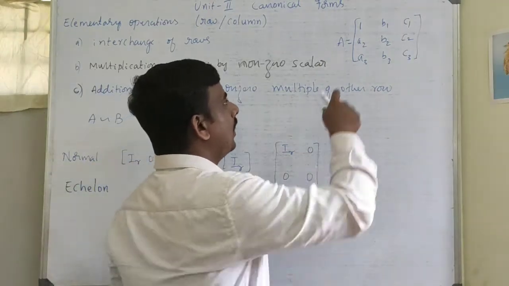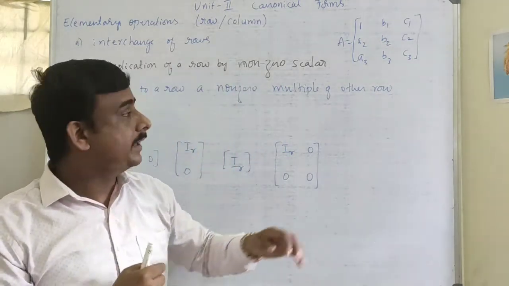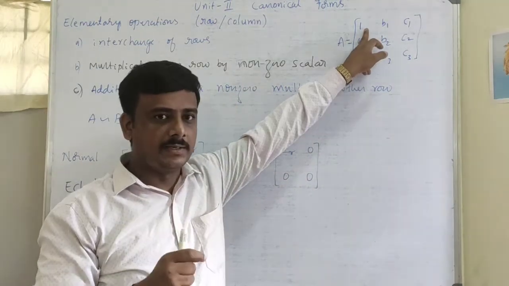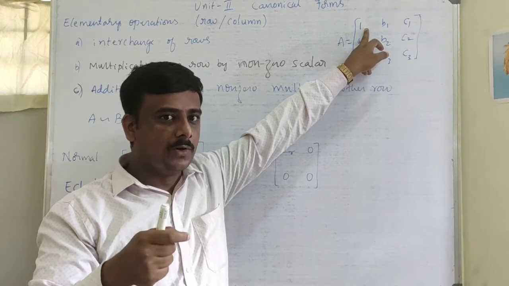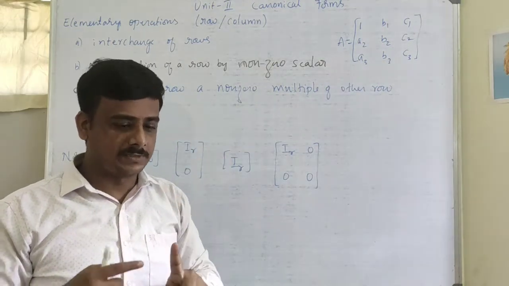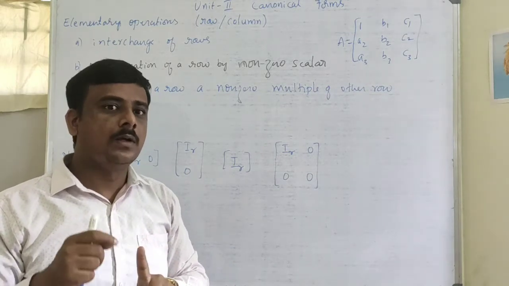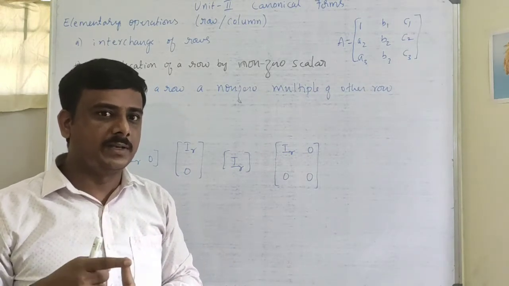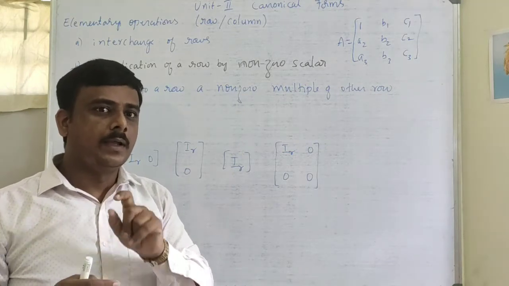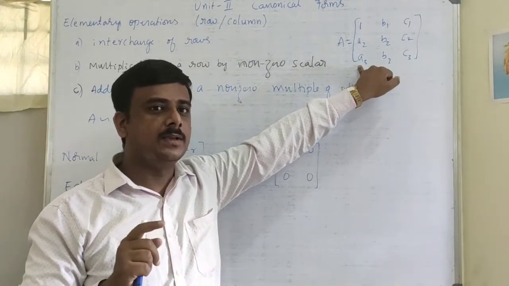And if I have 1 here, then the entries in that column below 1, the entries below unity, must be 0. So those are the two conditions. First condition: the leading entry of any row, or the first non-zero entry of any row, must be 1, and any entries below 1 in that column must be 0.